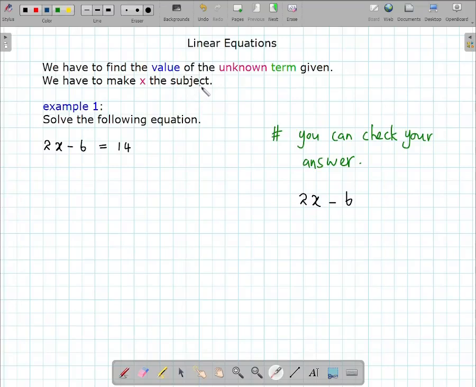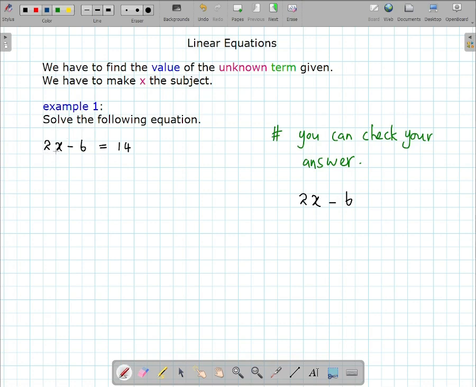Hi, today we are going to talk about linear equations. In linear equations, we have to find the value of the unknown term given. To do that, we have to make x the subject. Let's go to the first example.